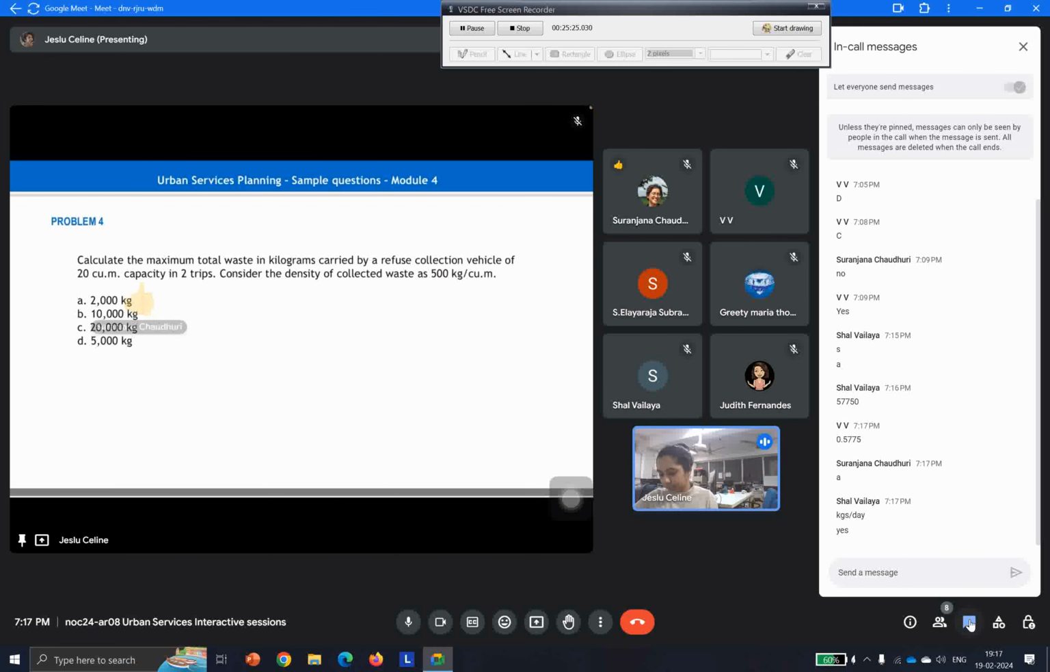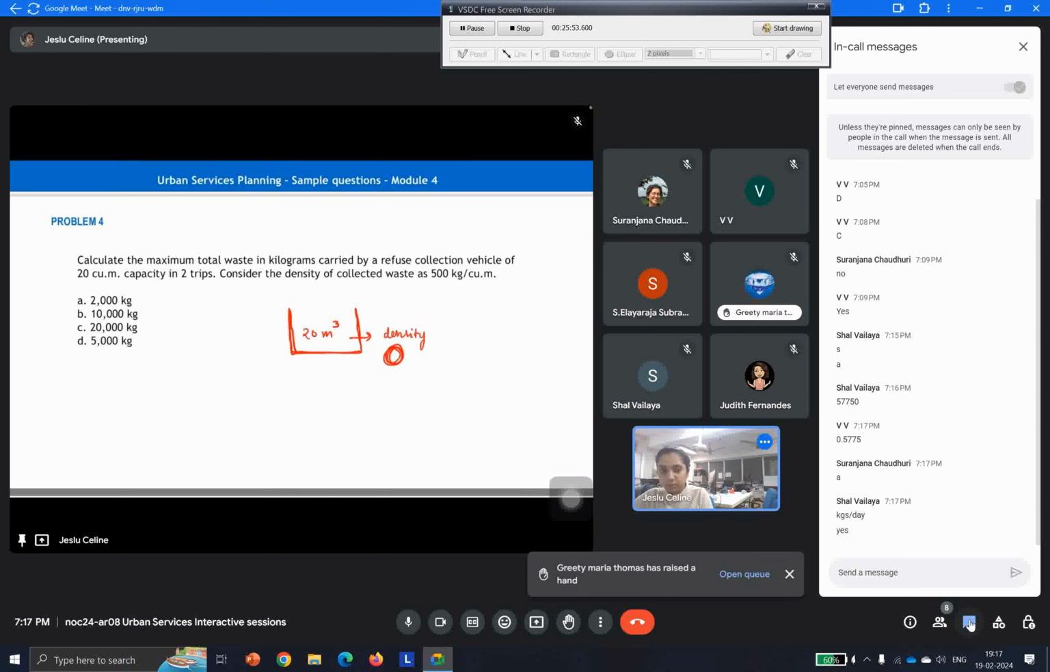This is another calculation. Calculate the maximum total waste in kilograms carried by a refuse collection vehicle of 20 cubic meter capacity in 2 trips. Consider the density of waste as 500 kilogram per cubic meter. So what we have is one truck, and the volume of the truck is given to be 20 meter cube, and the density of the waste in this truck, or its unit density, is given.